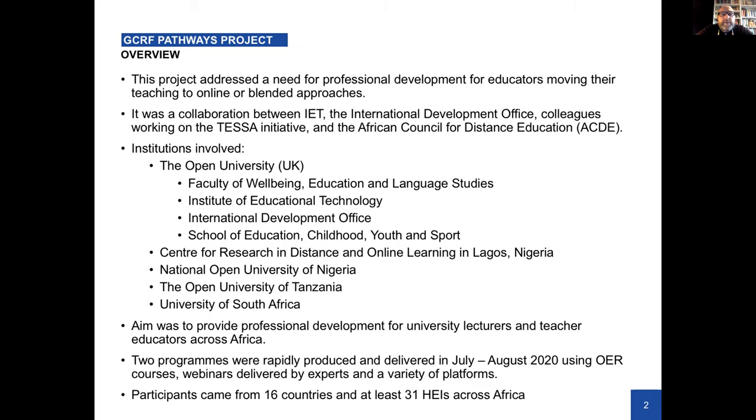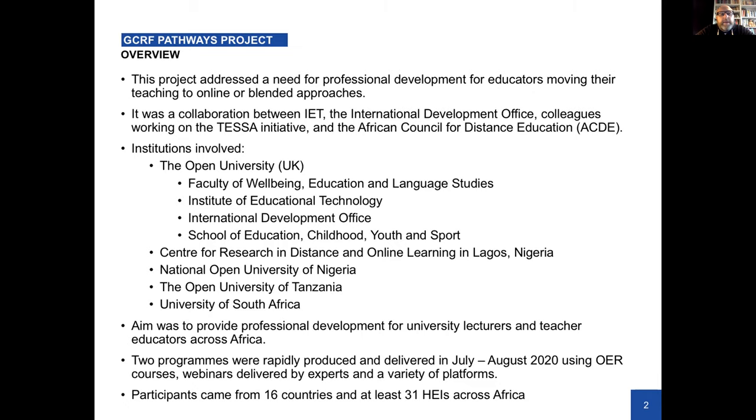These include the Center for Research in Distance and Online Learning in Nigeria, the National Open University of Nigeria, the Open University of Tanzania, and the University of South Africa. The idea behind this collaboration was to provide professional development and support for African educators during the pandemic. One thing that I think was quite interesting about this project was it was done on an agile basis. So everything happened pretty quickly.